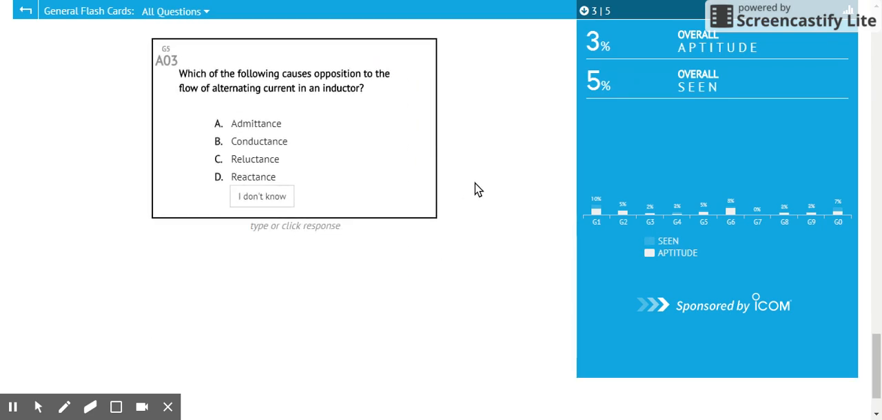Question G5A03. Which of the following causes opposition to the flow of alternating current in an inductor? A. Admittance, B. Conductance, C. Reluctance, D. Reactance. I would say conductance. No! Gee whiz, it's D. Reactance.